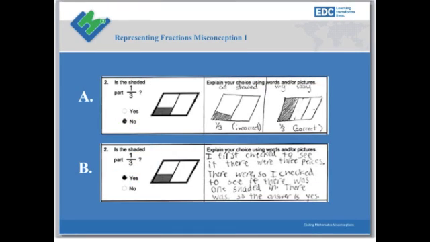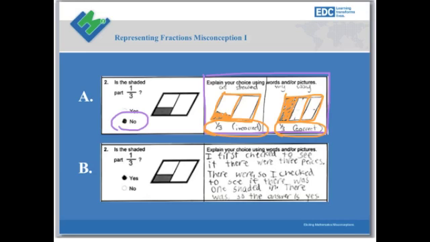In the second example, is the shaded part 1/3? We see that student A chose no, and then provided us with two drawings to explain the thinking behind that response. In the first drawing, the student redrew the original figure, shading in that small section at the bottom, and said 1/3 incorrect. In the second figure, the student redrew the figure, dividing it into 3 equal-sized pieces, shading in one of them and saying 1/3 correct.